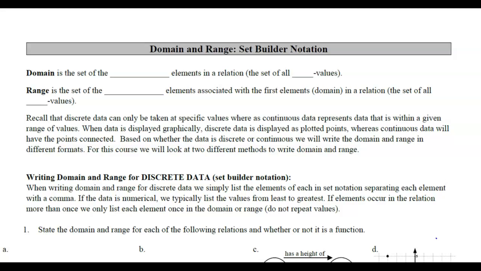Okay, so we're looking at domain and range today, and you'll notice it says set builder notation. We're doing 2 days of domain and range. Tomorrow we'll learn about a different type of notation, still for finding the domain and range.